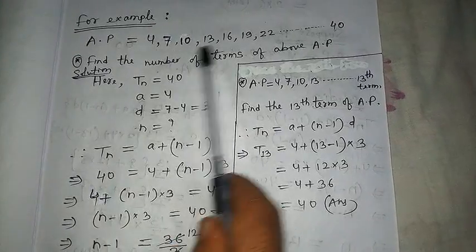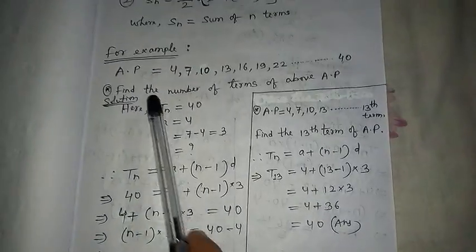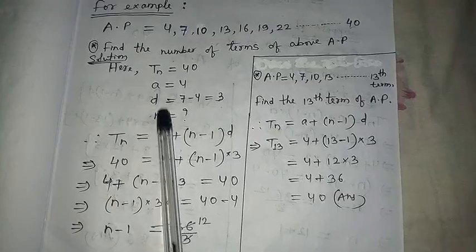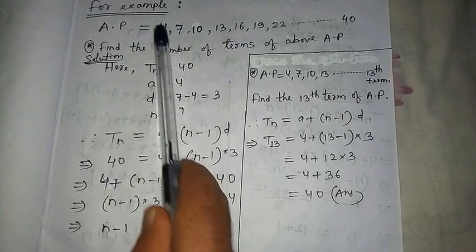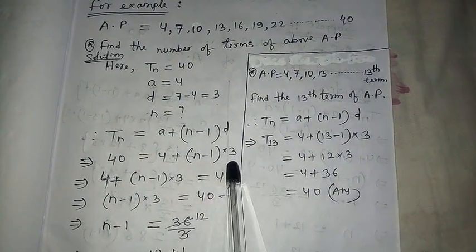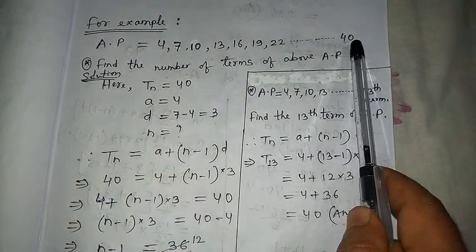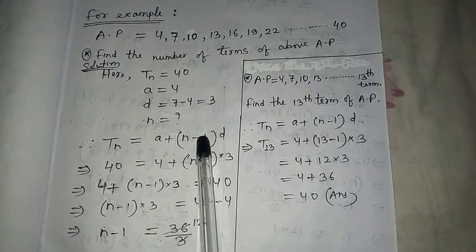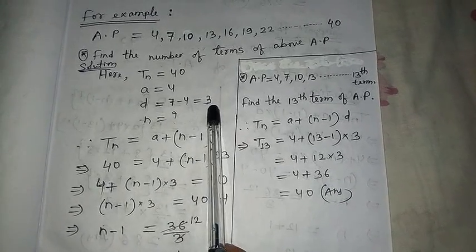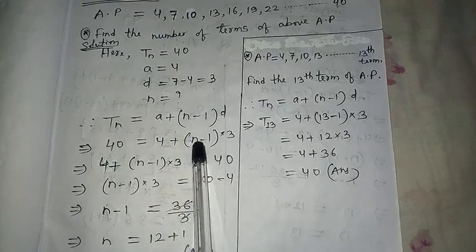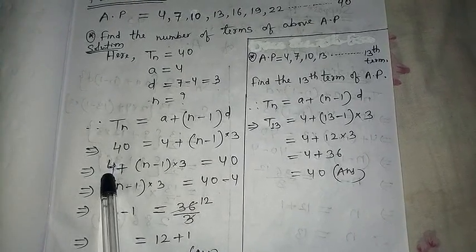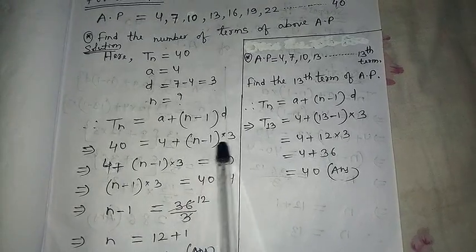So Tn, the last number, is called nth term. That means the nth term here is the last term. The last term is 40 equal to a is first term, that is 4 plus n minus 1. As we don't know what is the number of term, which term is 40, so n will be n only, and n is question mark, minus 1 into d, that is common difference 3. So now as I have to find n, which is on the wrong side, I will bring n here, then my answer will be 4, same thing, 4 plus n minus 1 into d.